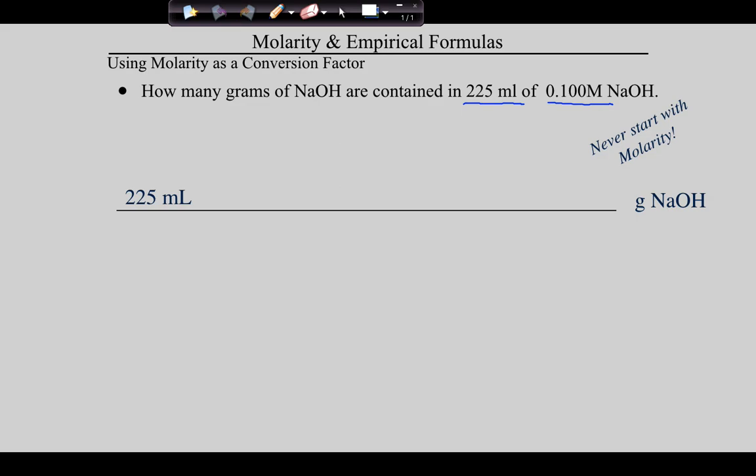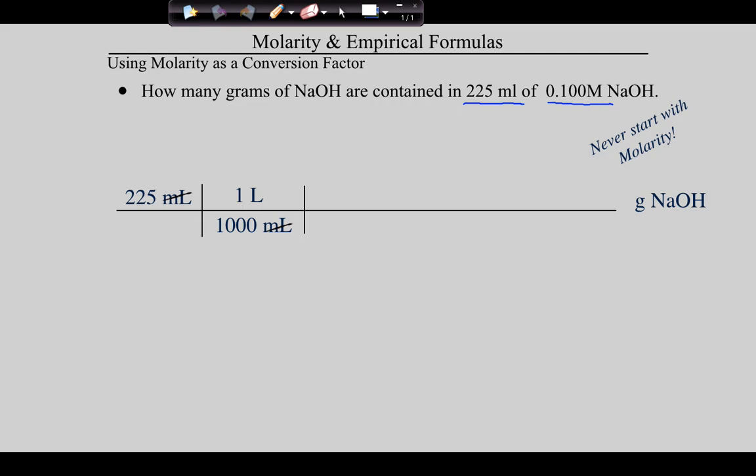Where can we go first? Let me get you started. Let's go to liters. How many milliliters in a liter? You just figured it out a minute ago. 1,000. 1,000 milliliters is 1 liter. Milliliters cancel, left with liters. That's your head start.